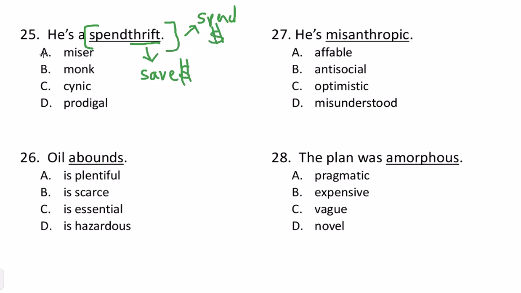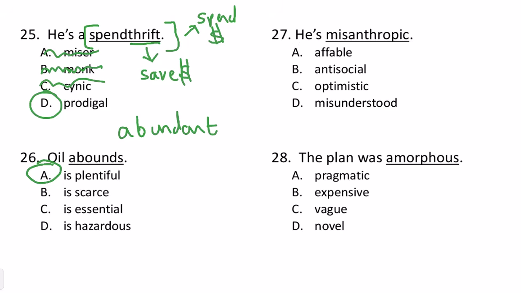Miser is a person who loves to save money. Monk is a person who lives an austere life. Cynic is a person who is very pessimistic. Correct answer is prodigal. Oil abounds. Well, this adjective you're probably very familiar with. Abundant. Abound is the verb form of this adjective, so the correct answer is plentiful.